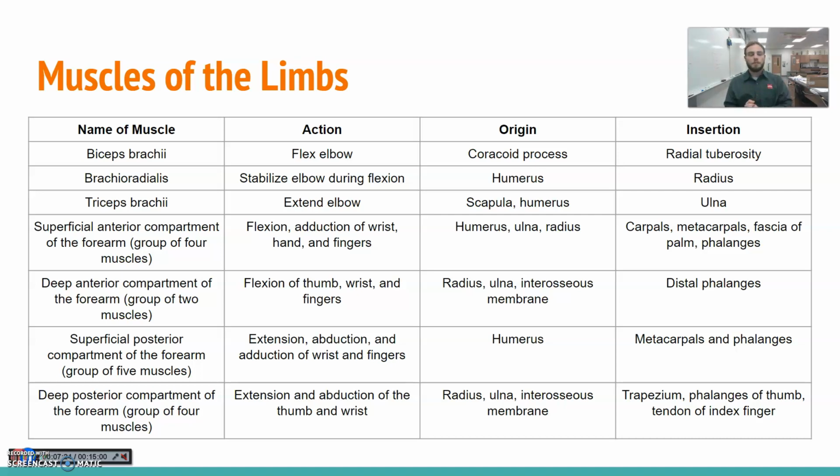So these are the major muscles of the upper limb. I know it says muscles of the limbs here, but it's the major muscles of the upper limb. So if you have any questions about this, please let me know.